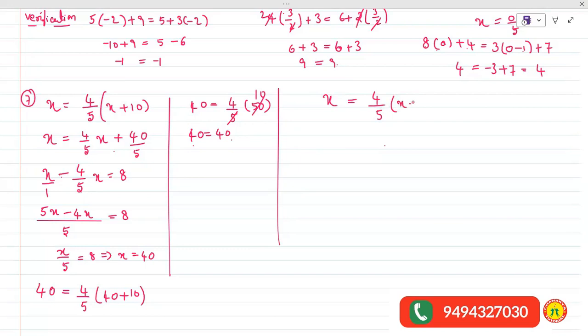4 by 5 of x plus 10. So here 5 is there, just you can take your division. Now we can multiply here. 5x equals 4x plus 10. Sorry, sir, 4x plus 40.